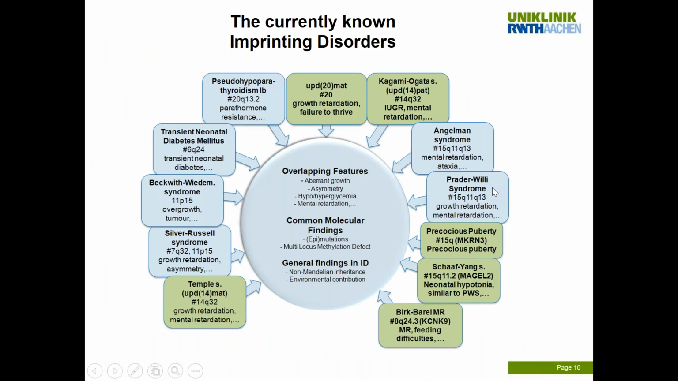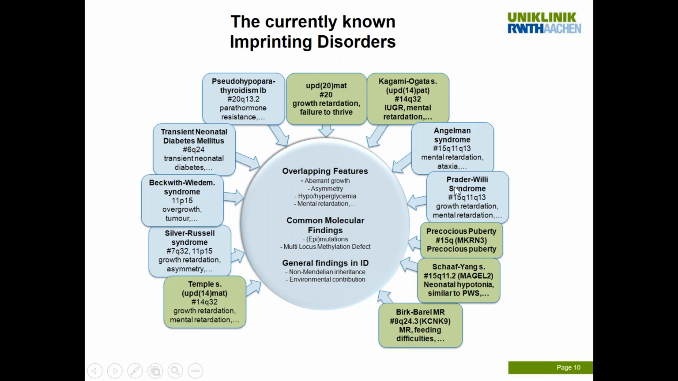Currently, we know 13 imprinting disorders. Here you see an overview of 12 of them. The 13th has recently been described. It's a precocious puberty syndrome associated with the chromosome 14 locus, but the other 12 are shown here. Some have already been identified and described in the past.